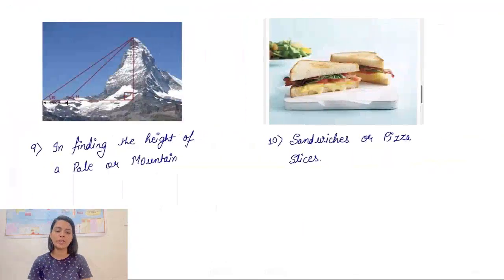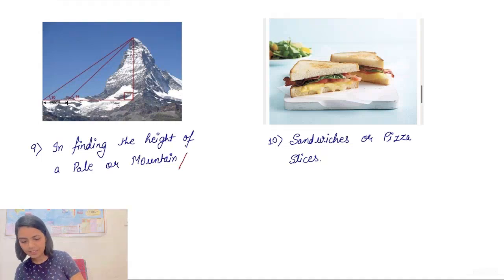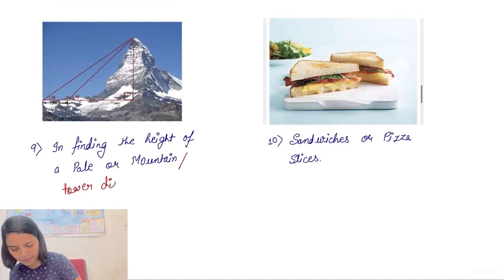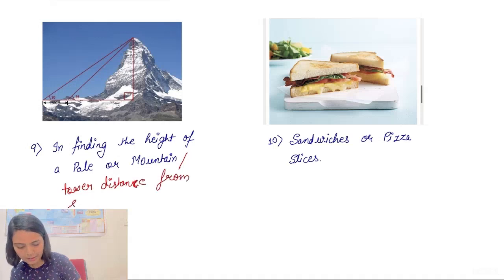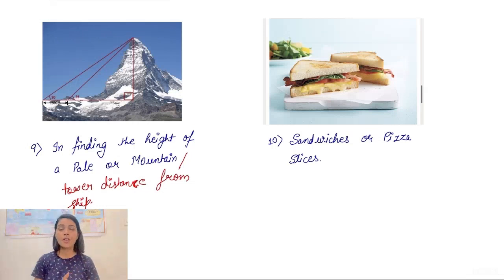Okay, let's move forward. Next is finding the height of a pole or a mountain, and I can tell you one more thing, finding the tower distance from a ship. These are quantities we cannot measure manually. We cannot manually measure the height of the tower from the ship, or the height of the mountain, or the height of the pole, because we don't have any device to measure it manually. So we use triangle properties to measure it.